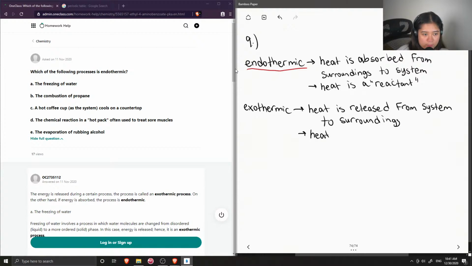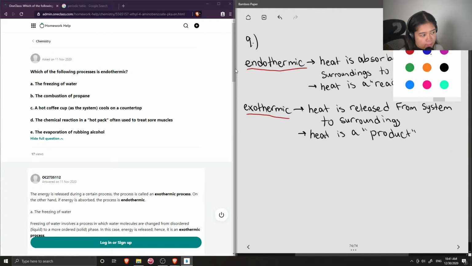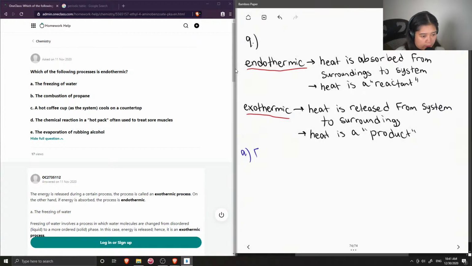So for exothermic reactions, heat can also be considered a product. Okay, so those are our 2 scenarios. Let's look at all the options they give us. Freezing of water. Okay, so when we freeze water, then that means heat is released.